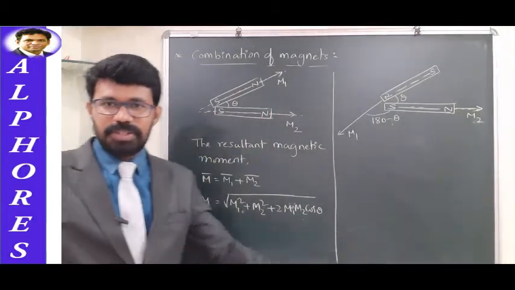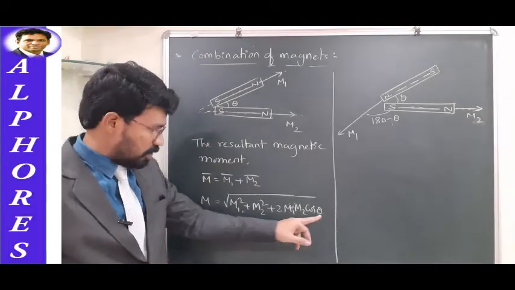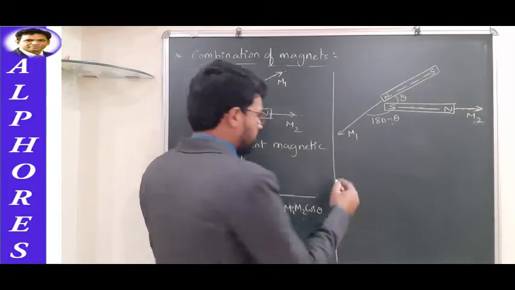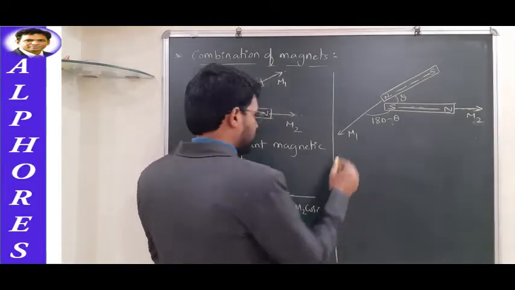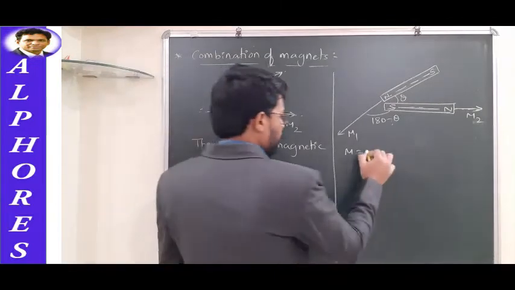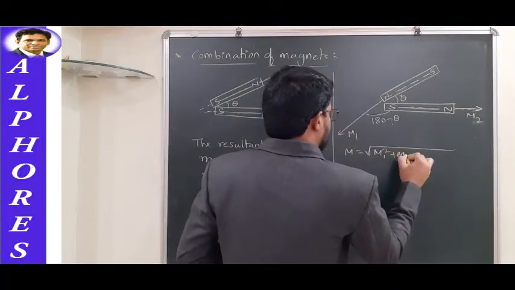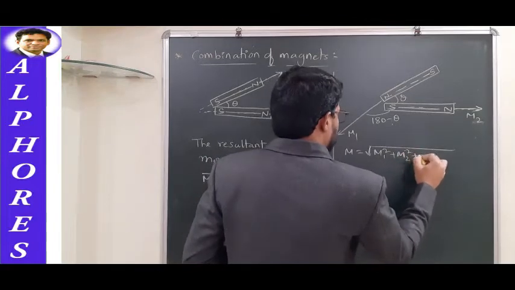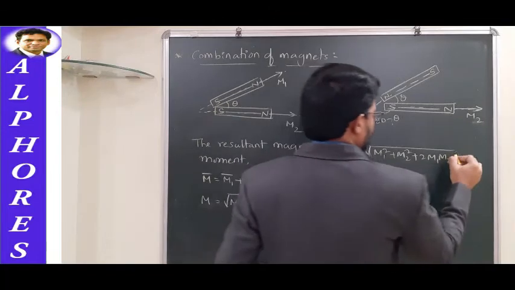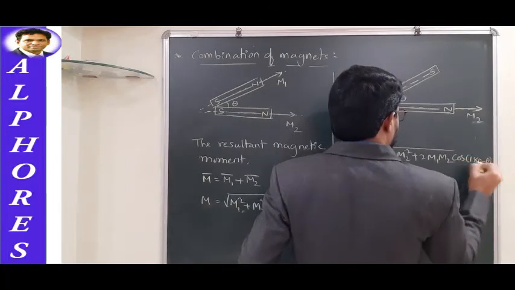If you are interested to find the resultant magnetic moment in this case, simply replace theta with 180 minus theta. What happens if you replace theta with 180 minus theta? Let us find out. The magnitude of the resultant magnetic moment is equal to under root M1 square plus M2 square plus 2 M1 M2 cos of 180 minus theta.